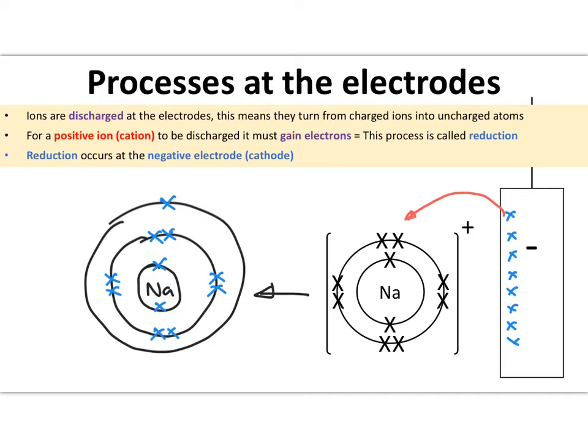So just thinking about the process like we did on the previous slide, here each sodium ion is gaining an electron, and we know that reduction is the gaining of an electron. So the process that's taking place at the negative electrode is reduction, because a positively charged ion is gaining an electron or electrons.